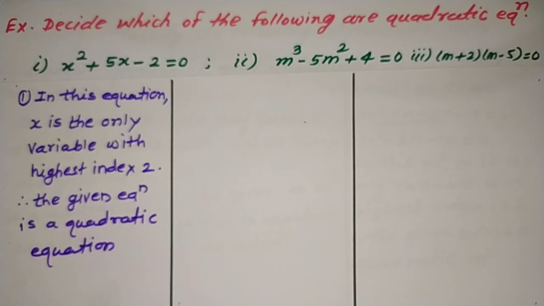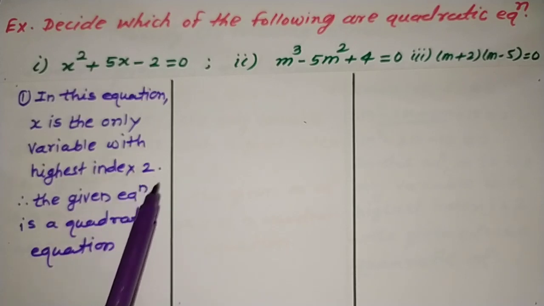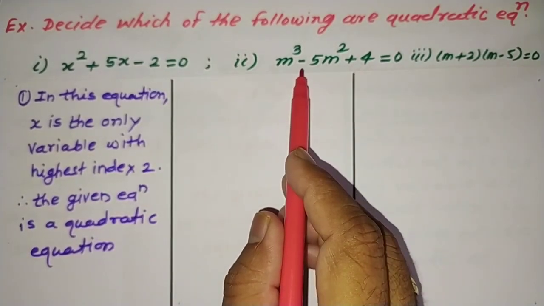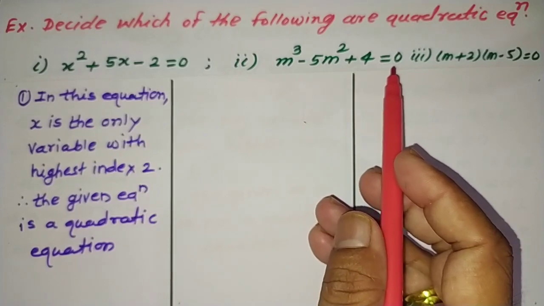A quadratic equation means an equation with only one variable whose highest index is 2. Second example: m cube minus 5m square plus 4 is equal to 0.